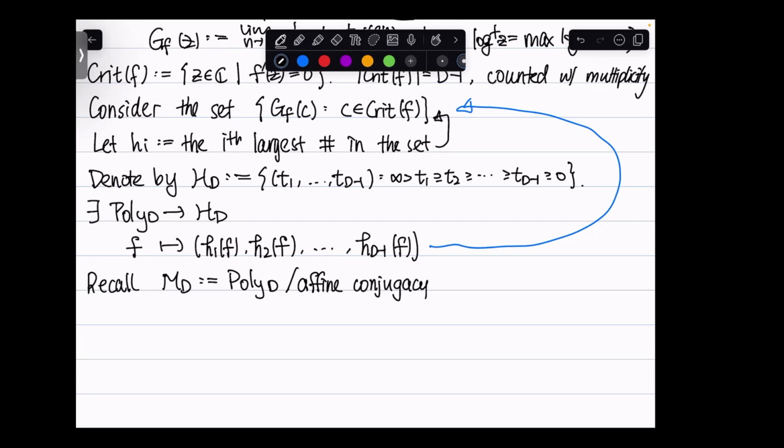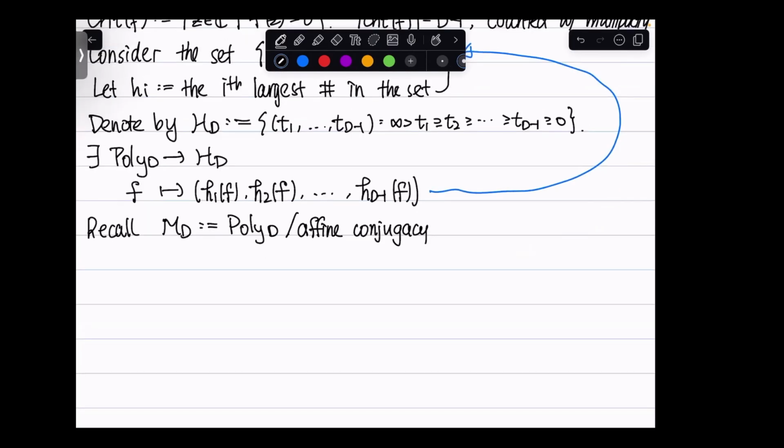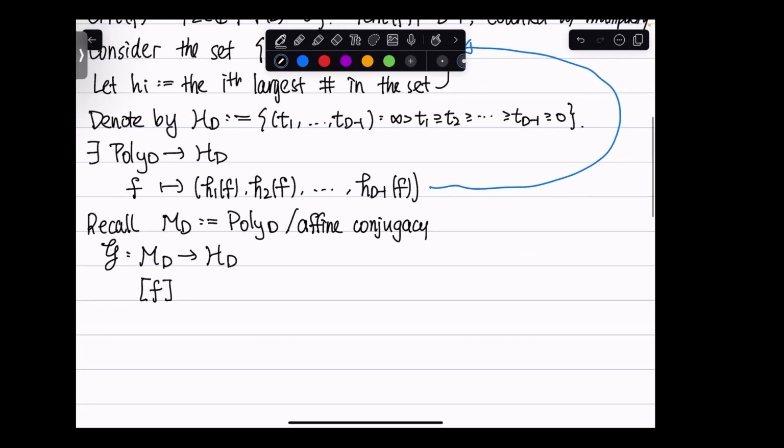So basically, it's a Mobius transformation fixing infinity, so we only consider the conjugacy classes up to affine conjugacy. Okay, so now the map I wrote down above will descend to a map which I call G from MD to HD, right? So it takes a conjugacy class of polynomial F, and it maps to H1 of F, H2 of F, and to HD-1 of F.